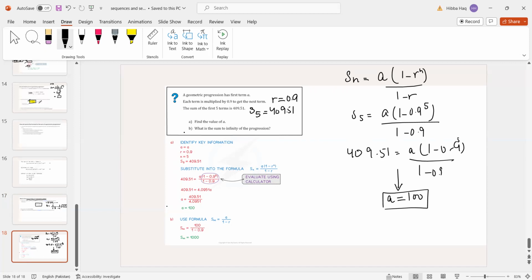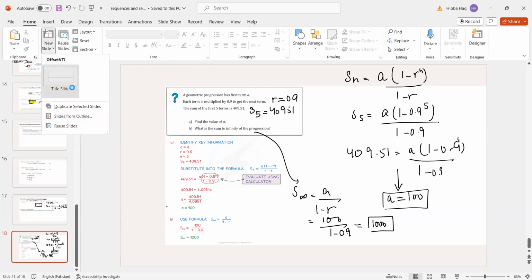Now, part 2 says, what is the sum to infinity of the progression? For the sum to infinity, we have the formula, that is A divided by 1 minus R. You found A in the last part, so you're going to use that. So 100 divided by 1 minus 0.9. Again, you're just going to get the answer, which is basically 1000. So this is the sum to infinity. This is basically all that is included in your geometric progressions.